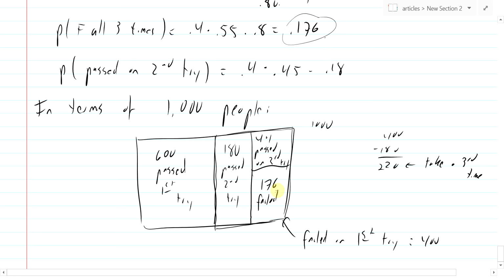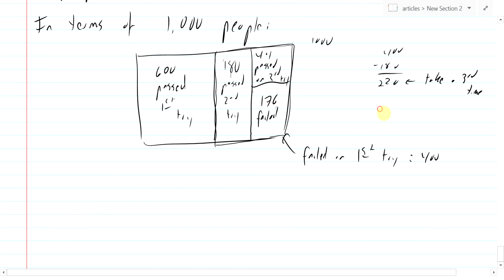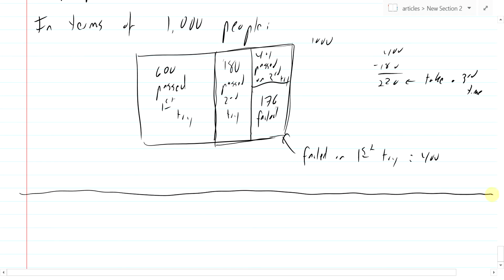The percentage of the people who failed all the times is 176 over 1,000. What about people who passed on the second try? Well, 180 over 1,000, that's our 18%. So sometimes it's useful to think about some of these problems in terms of, suppose you had 1,000 people, what would they do?